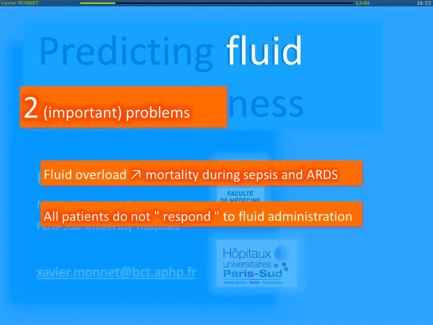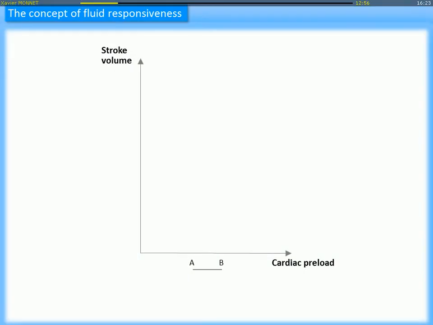The second problem is that all patients do not respond to fluid administration, and this comes from physiology. And you know the cardiac function curve between stroke volume and cardiac preload. When you give fluid to a patient, of course you increase the cardiac preload, but in fact you expect that it will eventually increase stroke volume.